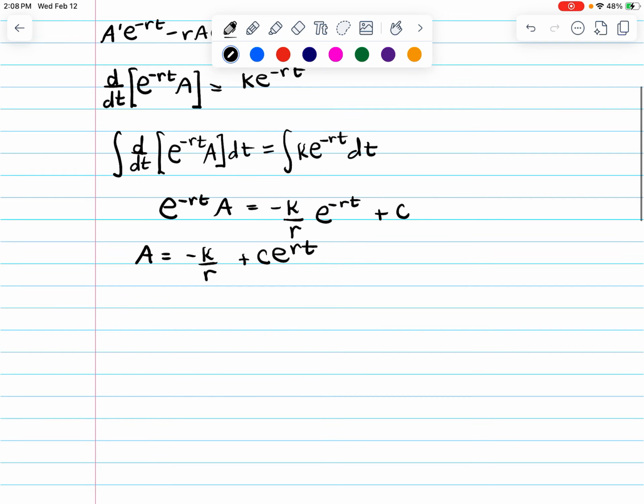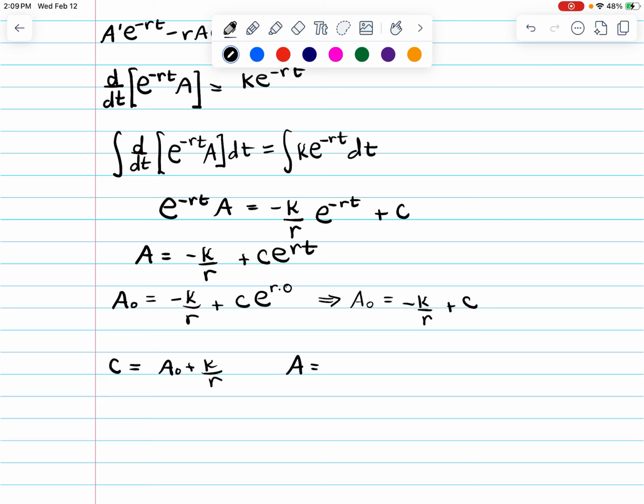Now, I can find C by saying the initial amount of money I invest is A naught, and I put a 0 in for t. Then I have A naught is equal to negative K over R plus C. And then C would be equal to A naught plus K over R. Now I have my model.